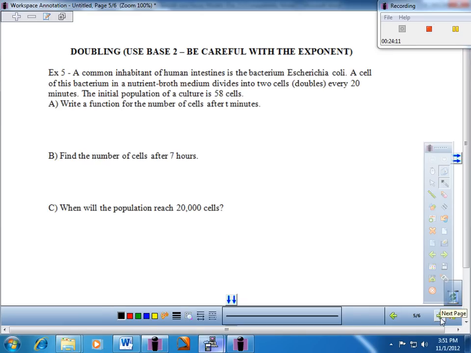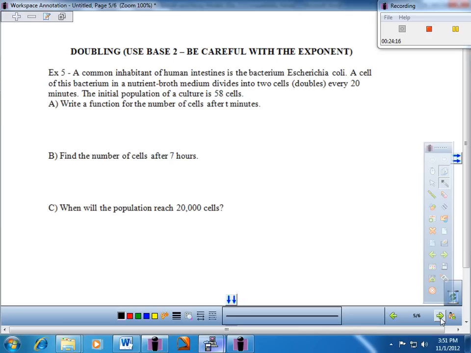Let's try just the next 2, which go hand in hand here. The last 2 that you're going to see would be the doubling and halving models. So I gave you a couple ideas to start. Things that double, we talked about this before, grow exponentially. So we're going to write exponential models for a quantity that doubles. We are, as it says, guys, going to be very careful with that exponent. So let's jump into example 5.